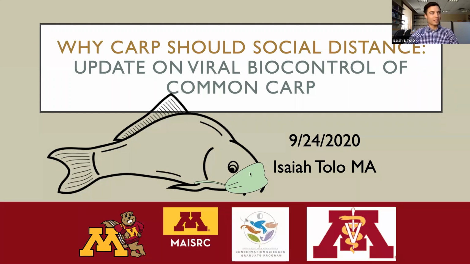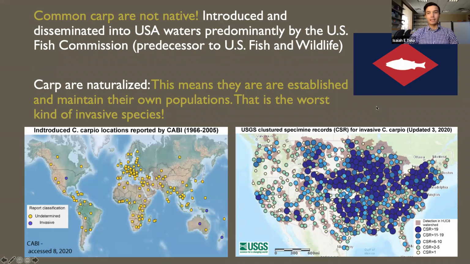So common carp are not native to the United States. They were introduced about 100 years ago, predominantly by the U.S. Fish Commission, which was the predecessor to the U.S. Fish and Wildlife. They were introduced primarily because they're interesting as a food fish, and they didn't know as much about invasive species impacts at the time. But they quickly realized, but it was too late because carp had already spread throughout the United States and become naturalized. And that means they're basically the worst kind of invasive species.